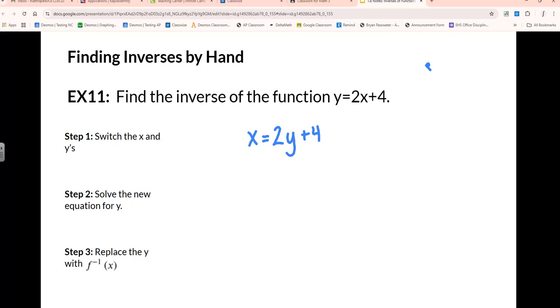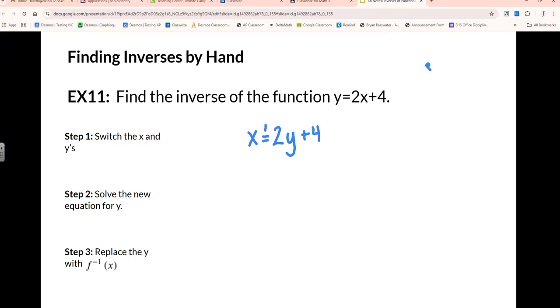Okay? Then what you want to do is solve that new equation for the new y. Now, some kids have a lot of trouble with this because it is exactly like solving a regular equation, but you don't get a number for your answer. You get a new equation, okay? It seems a little confusing, but in a lot of ways it's actually easier because you don't actually have to add, subtract, multiply, divide any numbers, really.